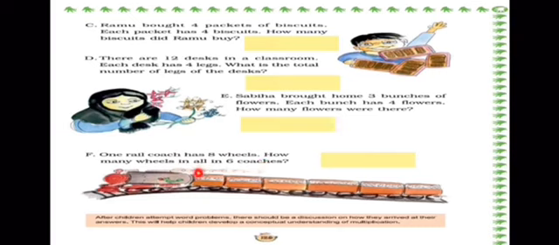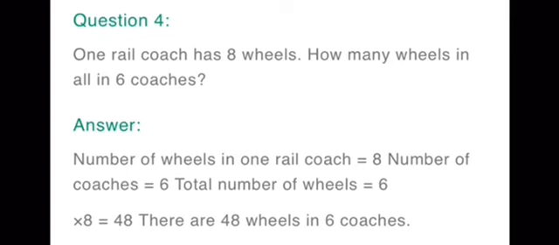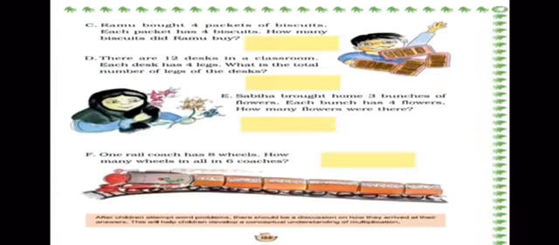One rail coach has 8 wheels. How many wheels in all in 6 coaches? So here also we will multiply 8 multiplied by 6. So 8 6s are 48, or we can even do 6 8s are 48. So now let's check our answer. Yes, there are 48 wheels in 6 coaches. So start writing your answers in the blanks given.